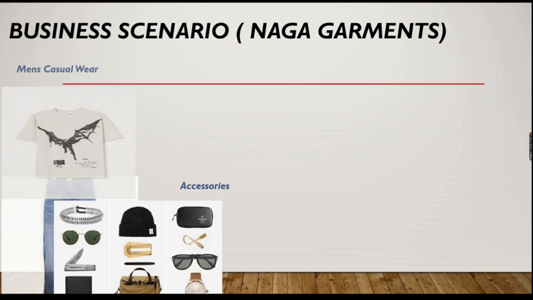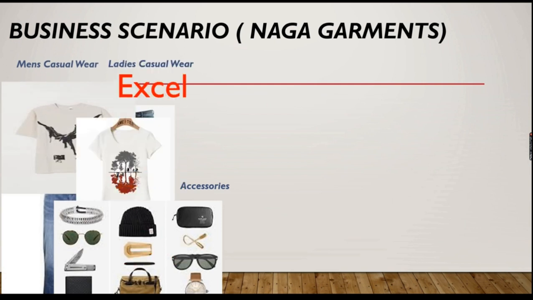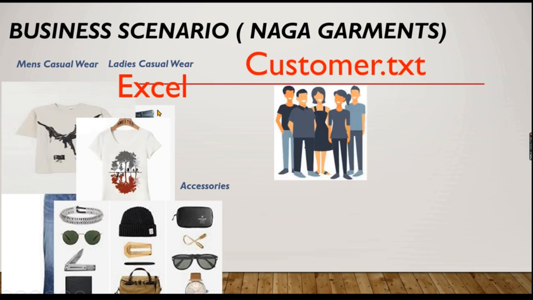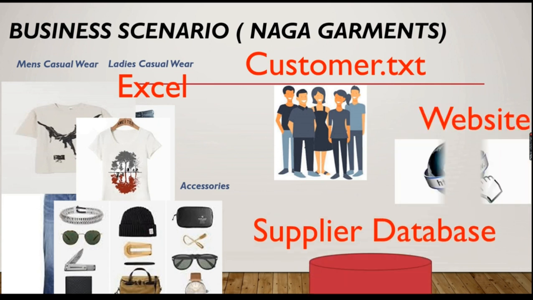So for his point of sales, or consider sales information, he is maintaining it in Excel. And he maintains the customer information in a text file. So this is the second source for him. And he maintains a supplier database and website. So all this information he is currently maintaining in different places. Customer in text, supplier in database, websites. He has some websites, and Excel for sales related.